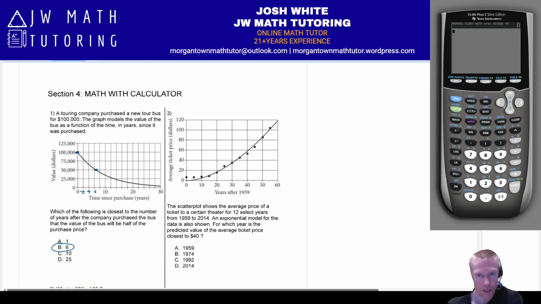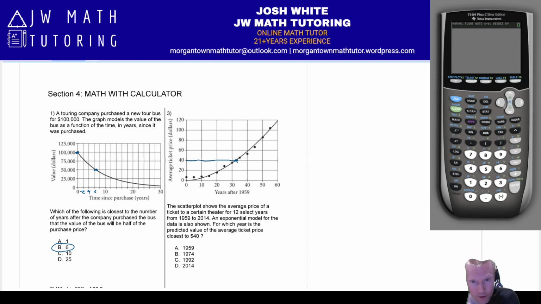Now, question number 3. Here we have another graph. Kind of looks like an exponential function again, or maybe it's quadratic. Oh, they do tell us down here. Yeah, it is exponential. And they want to know, for which year is the average ticket price closest to $40? All right, so I go up here to $40, and then I go over, I go right to here. So this is the point which has a predicted ticket price of $40.